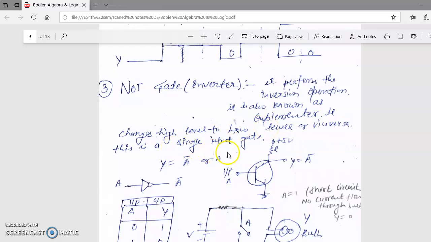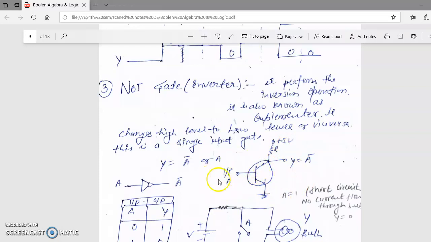This is a single input. Okay, single input, so it is used: if we input A, we get A bar. This is the symbol of the NOT gate. And the circuit diagram, A, B, Z, T, that is the transistor, a common emitter transistor.